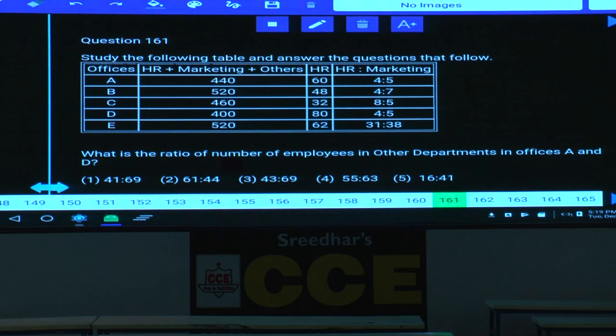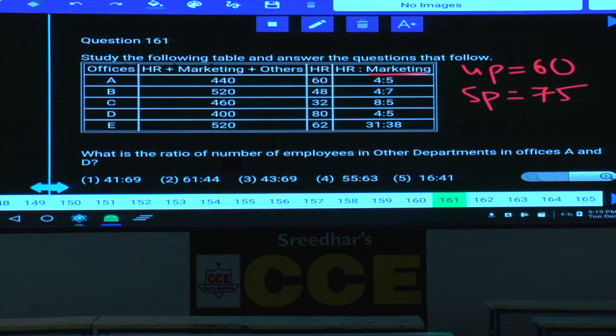See, this is very simple. HR, marketing, others. HR is 60. Total is 440. HR is, in terms of parts, 4 parts. So 4 parts is equal to 60. Marketing is 5 parts, which means 75. 4 15 times, 5 15 times. So HR and marketing together we have 135 out of 440. Then others will be equal to 440 minus 135, which is equal to 305.